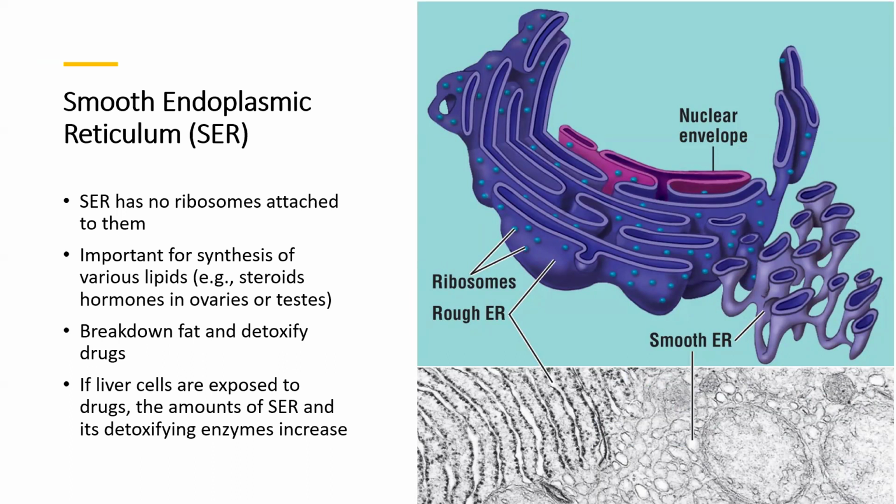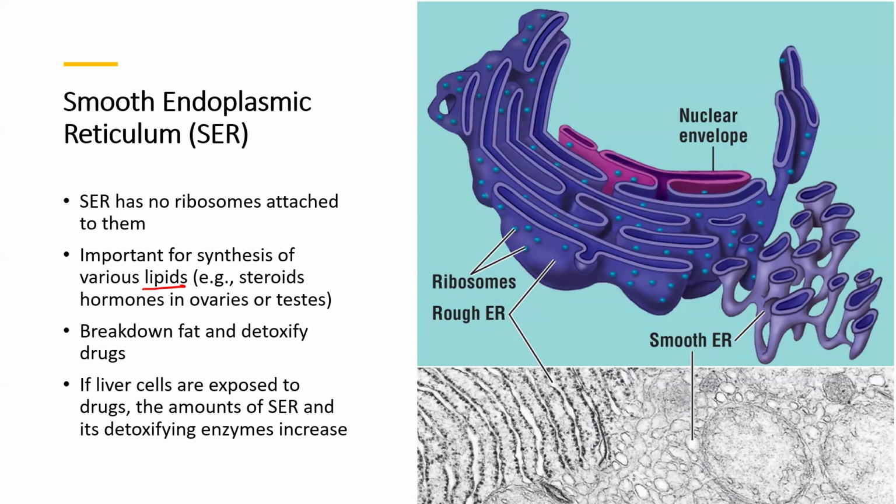In a picture, how do you tell the difference? Well, you can look for the dots, like dots or no dots. And also the smooth ER tends to be further out from the nucleus. So they have no ribosome attached onto them, and their function is to make lipids. Rough ER makes proteins, smooth ER makes lipids.